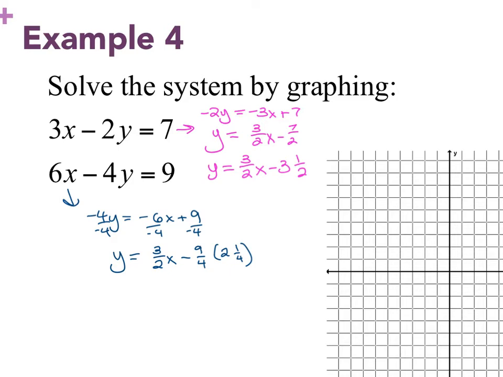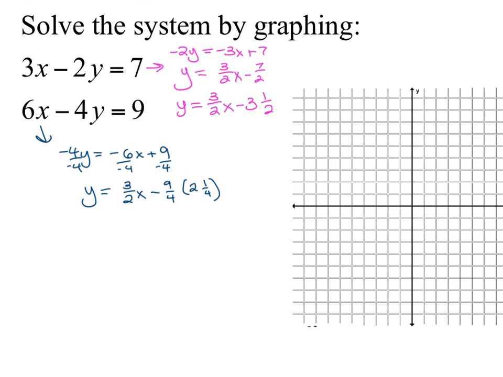Everybody with me so far? So you're solving, and then you're going to plot these points. So for the first one, I'm going to go to negative 3 1/2, which is here. And then my slope is 3 over 2. 1, 2, 3 over 2. I'm going to do it again, 1, 2, 3 over 2, so I can get a better line. If you run out of space on the right, you could have also reversed it, right? I could have gone down 3, 1, 2, 3, and left 2. Okay, it would still give you the same line.